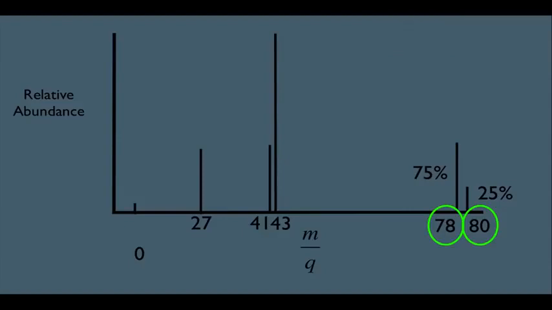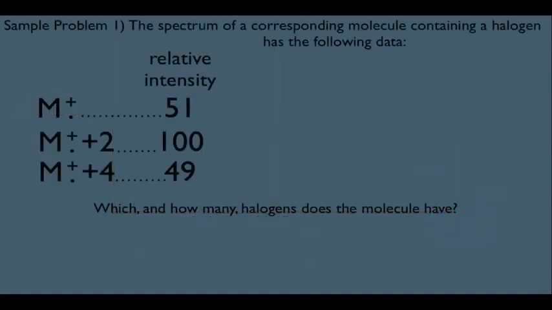So let's put our knowledge to work here. Let's look at a sample problem. Let's say, for instance, the spectrum of a corresponding molecule containing a halogen has the following data. What this data is telling us is that we have an M+ molecular ion peak with a relative intensity of 51. We have an M+2 peak that's roughly 100%, and an M+4 peak at about 49. The question they're asking us is which and how many halogens does this molecule have?